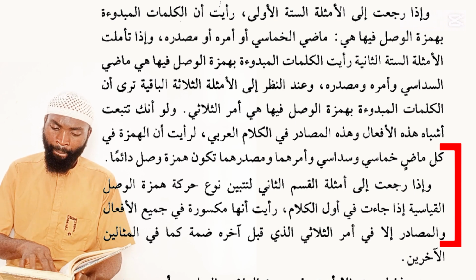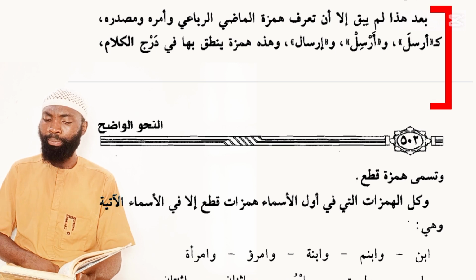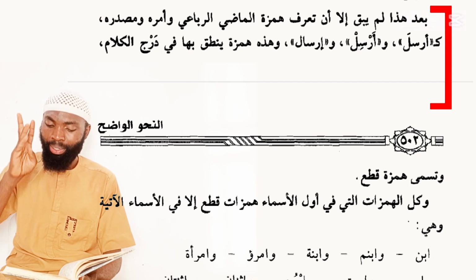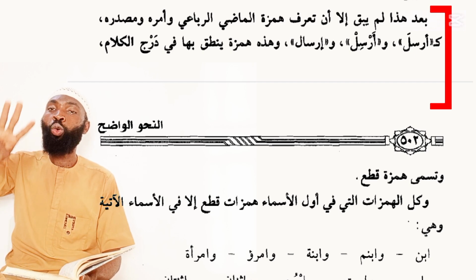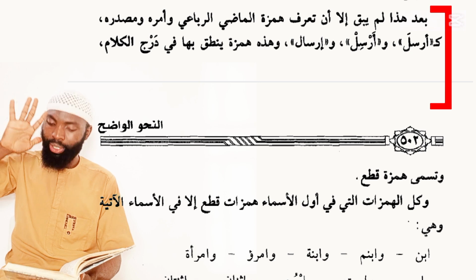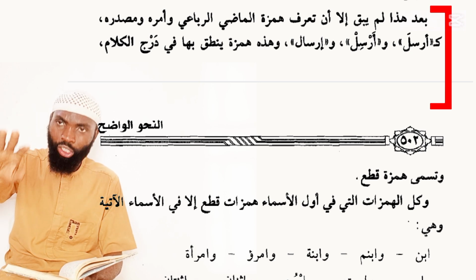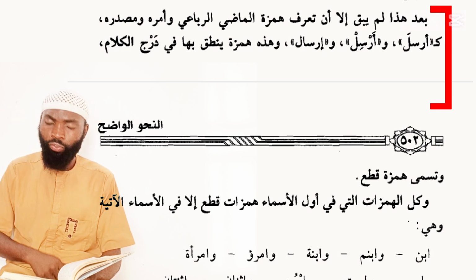It says: بعد هذا لم يبق إلا أن تعرف همزة الماضي الرباعي. After learning this, nothing remains for you except to know the past tense of the quadrilateral verb, the verb which has 4 letters, وأمره, and also the command tense of such verbs, ومصدره, and the verbal noun of such verbs.